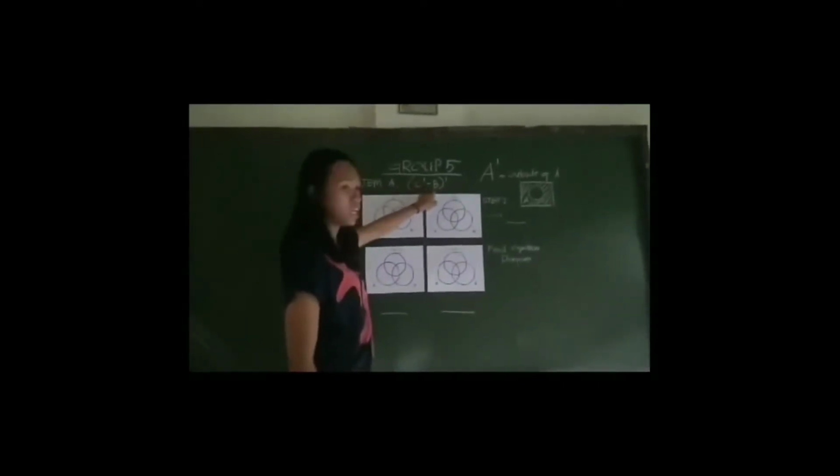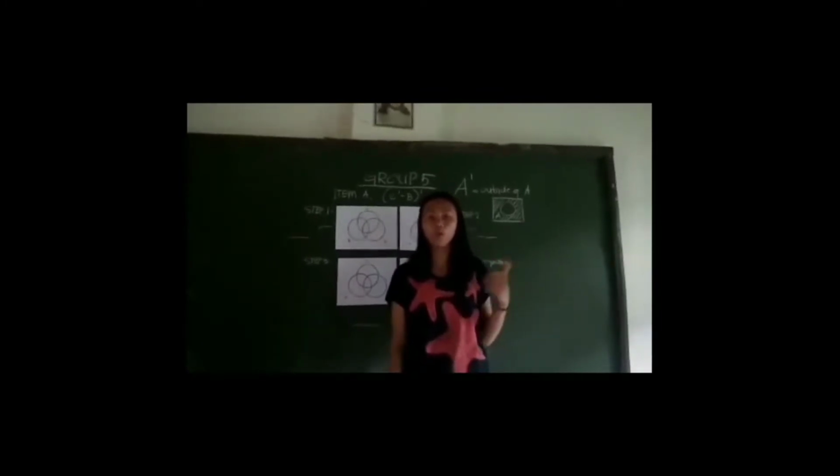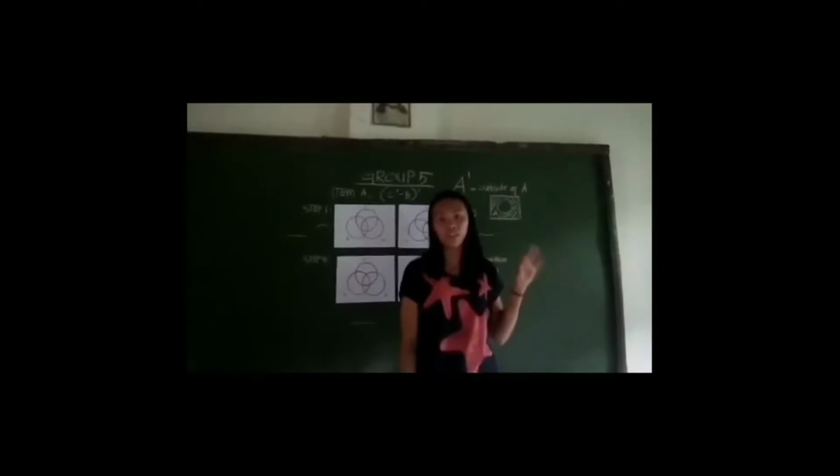Good day everyone, I am Caballo assigned to report the item A equation, which is open parenthesis C complement minus B close parenthesis complement. In order to draw the exact diagram of this whole equation, we need to apply a step-by-step procedure, and we will be using the three-circle diagram.